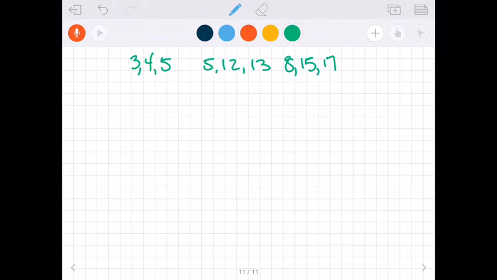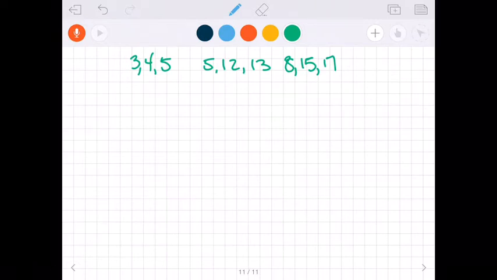These are helpful on standardized testing, and they're good to know. They'll help you on your homework. So if you memorize these triples, and then you look for any possible iteration of them, any multiple of them, it will really help you.